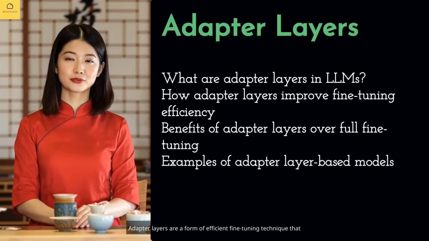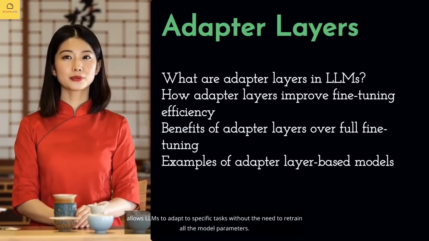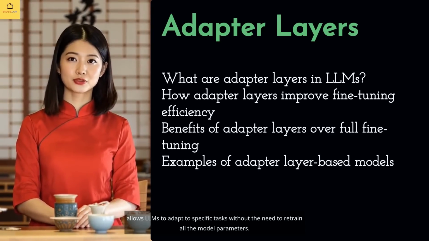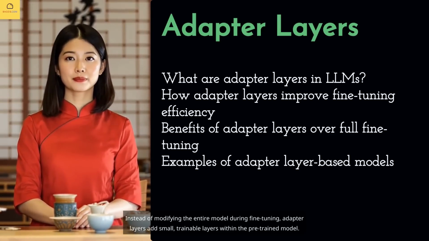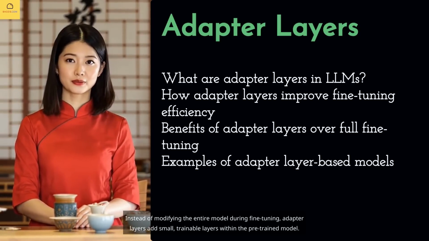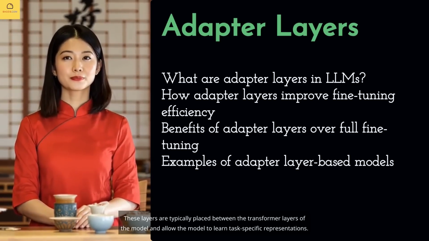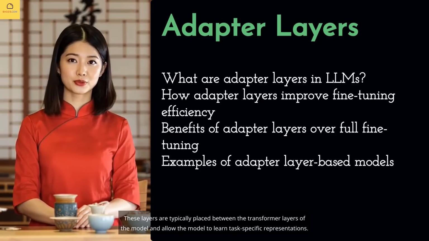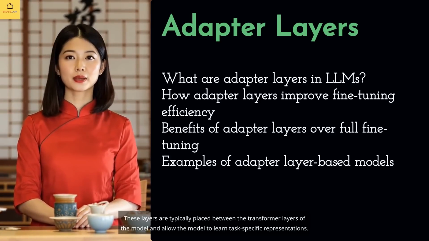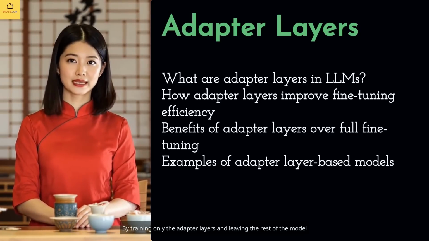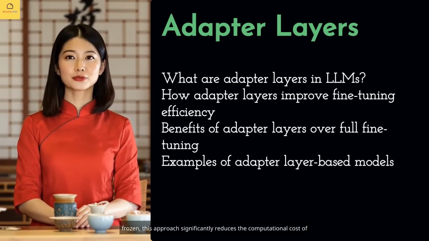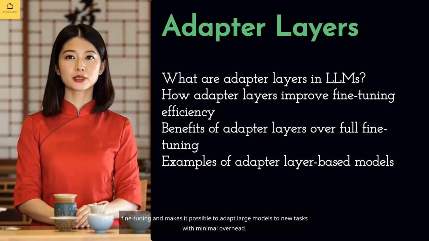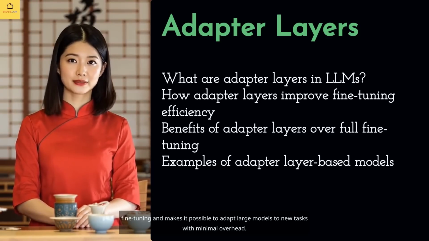Adapter layers are a form of efficient fine-tuning technique that allows LLMs to adapt to specific tasks without the need to retrain all the model parameters. Instead of modifying the entire model during fine-tuning, adapter layers add small, trainable layers within the pre-trained model. These layers are typically placed between the transformer layers of the model and allow the model to learn task-specific representations. By training only the adapter layers and leaving the rest of the model frozen, this approach significantly reduces the computational cost of fine-tuning and makes it possible to adapt large models to new tasks with minimal overhead.